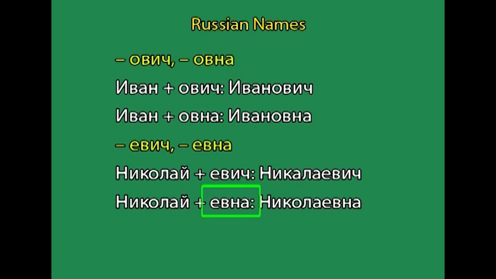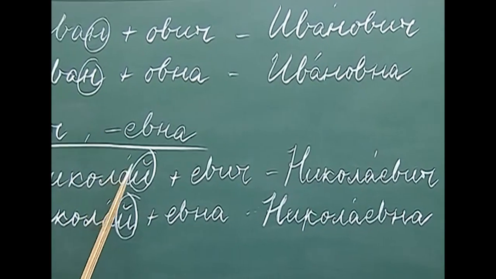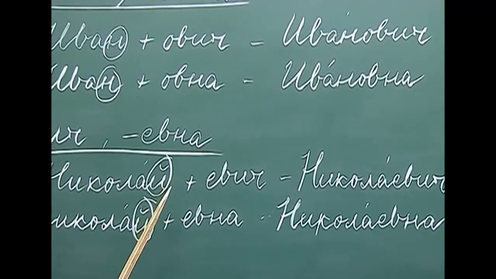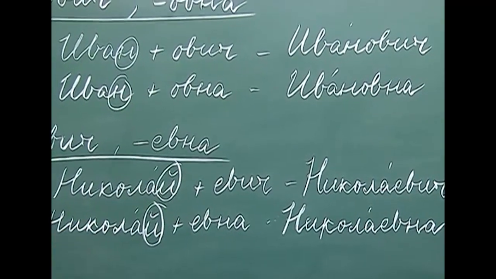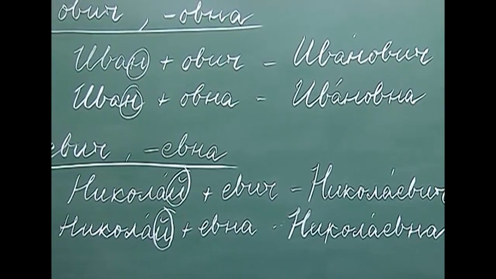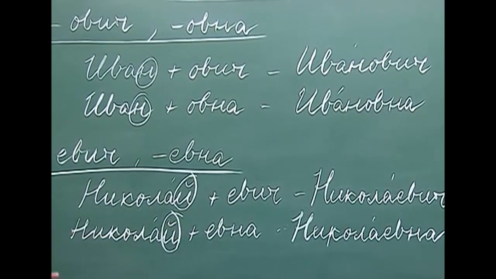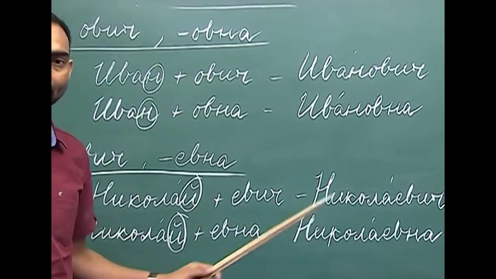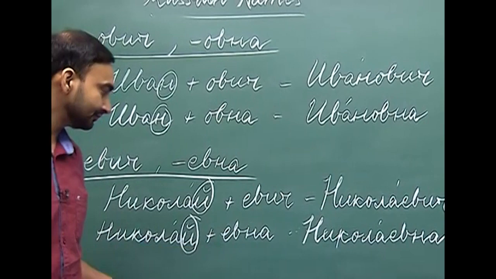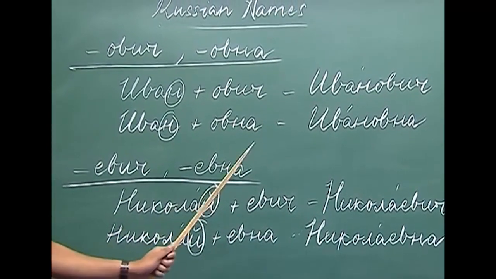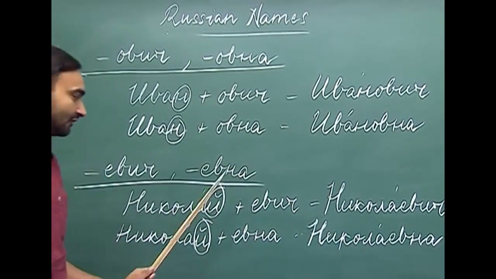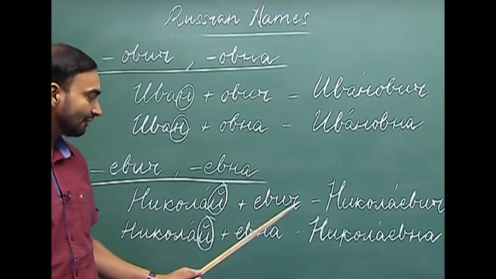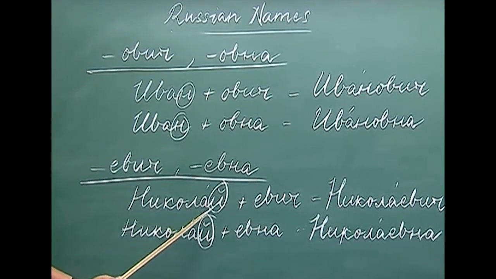And if we add the suffix yevna, we get Nikolaevna. As you can see, Nikolai ends with e kratke. So, if a first name ends with e kratke, then we add the suffixes yevich and yevna to get the patronymic. And one more thing to remember here is that while making the patronymic, you have to drop the ending, which is e kratke.